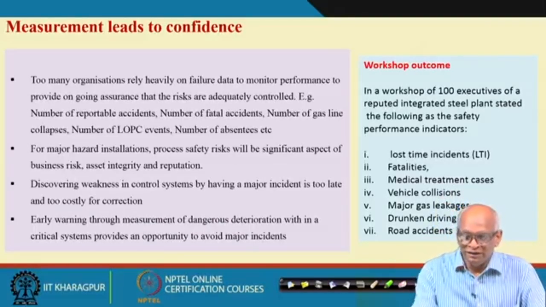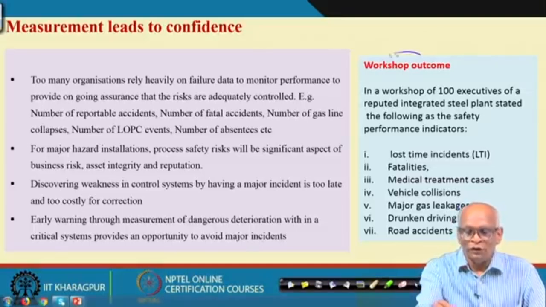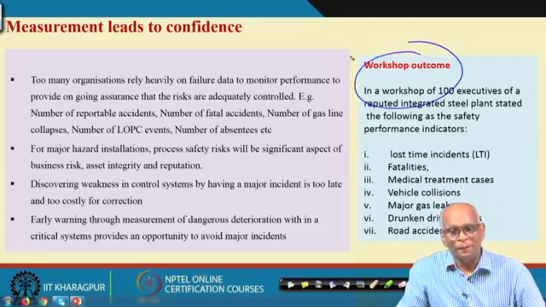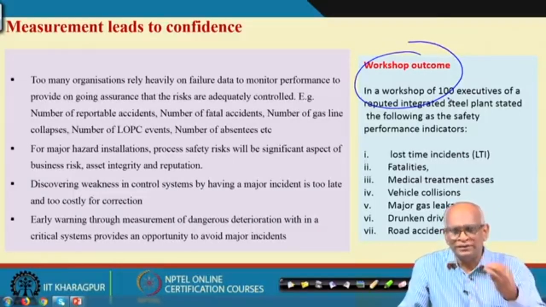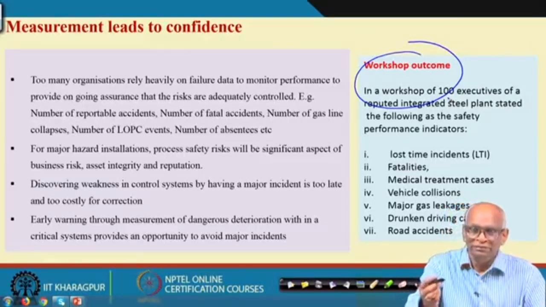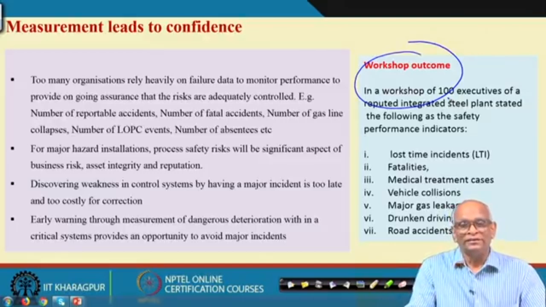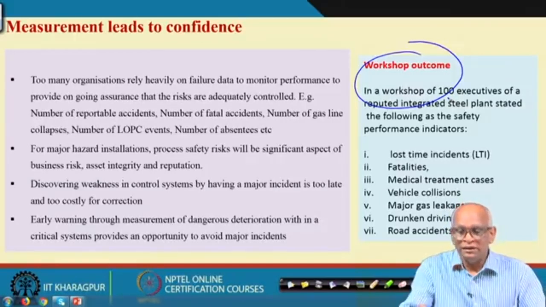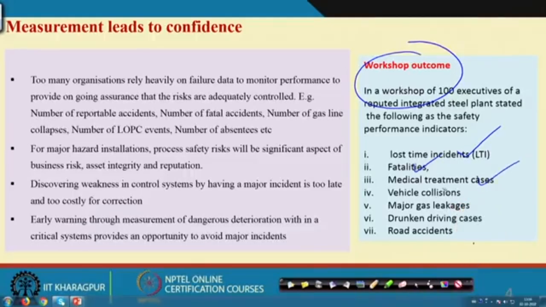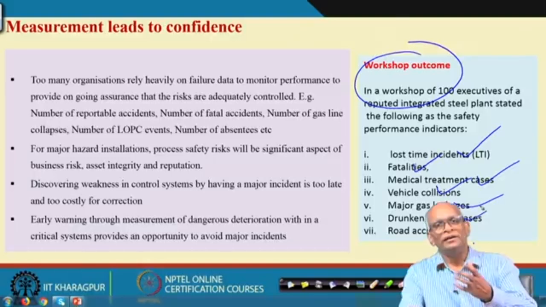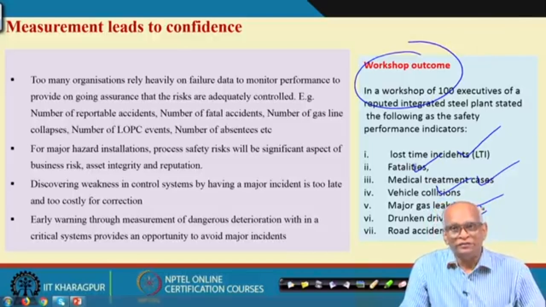We conducted one workshop in one of the organizations where 100 young, energetic executives with 2 years of experience participated. We asked, what do you measure in your organization to know the safety performance? They said lost time incidents, fatalities, medical treatment cases, vehicle collisions, major gas leakages, drunken driving cases, road accidents. These are the things they measure to know the safety performance.